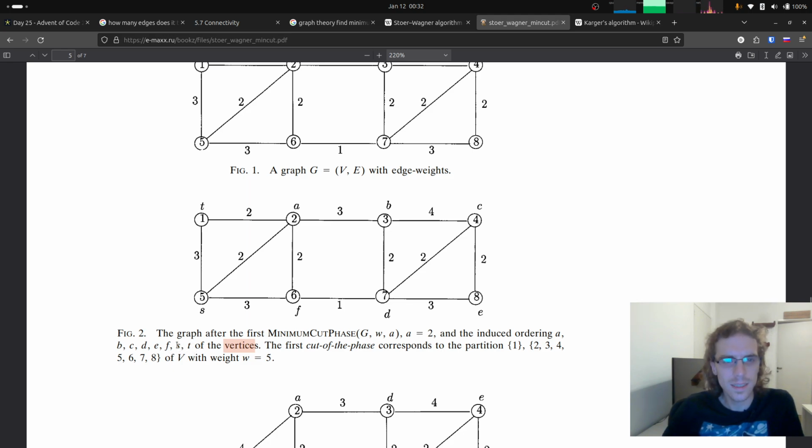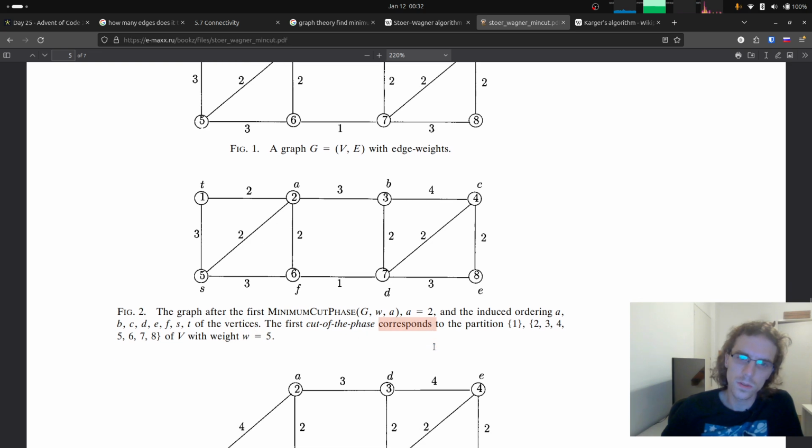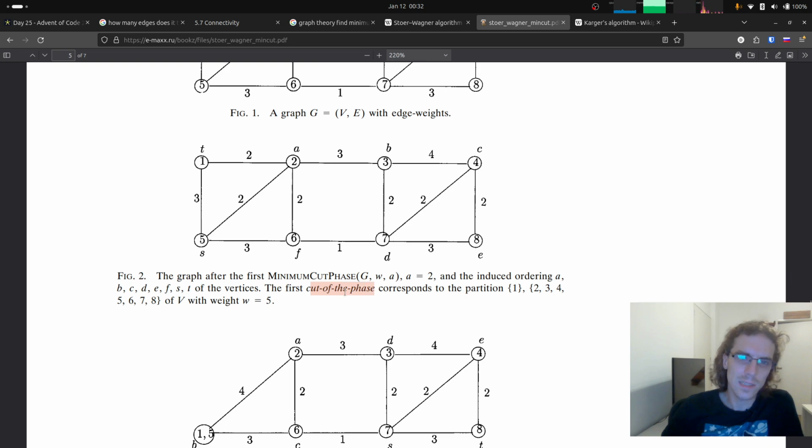F and yeah, S and T are the two last nodes that are added. The first cut of the phase corresponds. I don't know why this is cut of the phase. The grammar of this breaks my head. To partition 1 and 1, 2. Okay, so we left S and T for the end, which is node 5 and 2 and 1. 5 and 1.